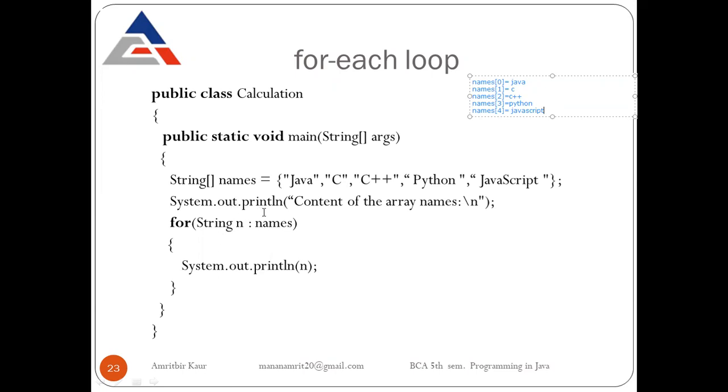Now we want to print the content of the array. So we start a for loop. Here firstly we declare a variable. So again a new variable, String n. The variable n is declared as a string type because the values are of string type. That's why we use the variable String n, colon, names. Now it refers to names. So first time control will be here.